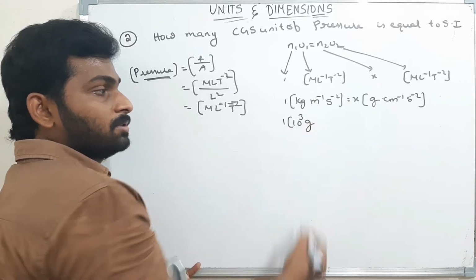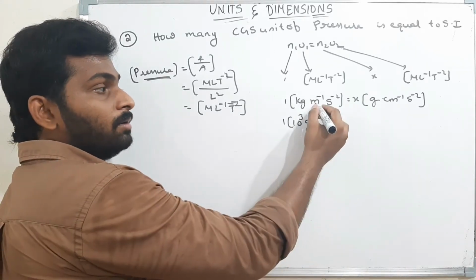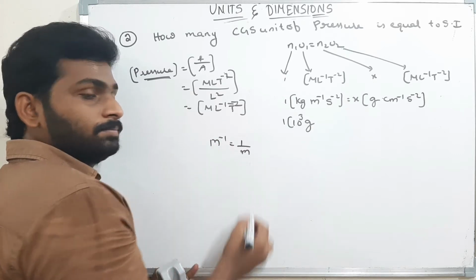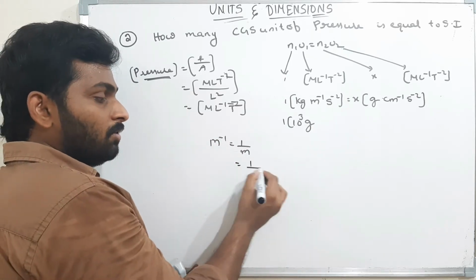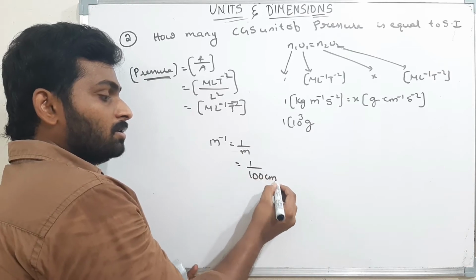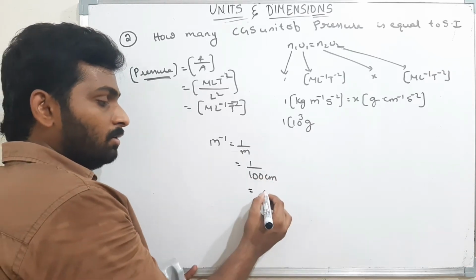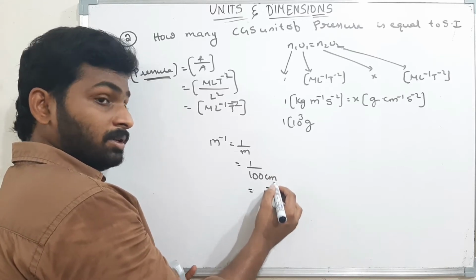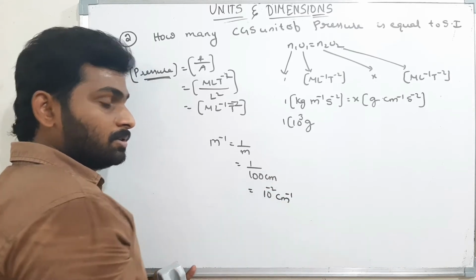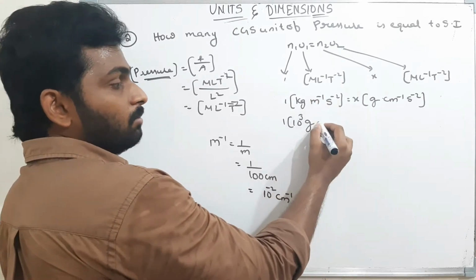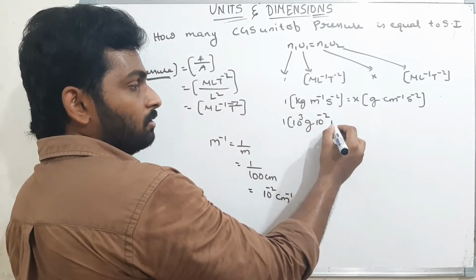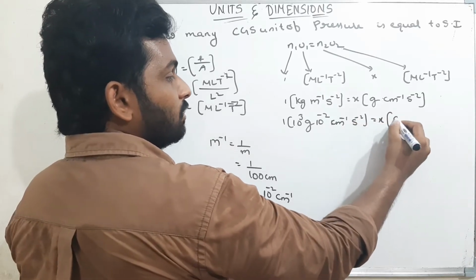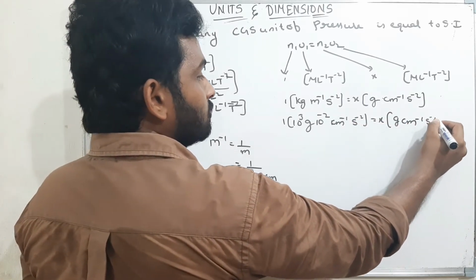1 kg is equal to how many grams? 10 power 3 grams. Now 1 meter minus 1. Meter minus 1 is nothing but 1 by meter, that is nothing but 1 by 100 centimeters, that is nothing but 1 by 100 is nothing but 10 power minus 2. 1 by centimeter is nothing but centimeter inverse. Therefore, meter inverse is nothing but 10 power minus 2 centimeter inverse. S minus 2 is equal to X into gram centimeter inverse S minus 2. Cancel off.